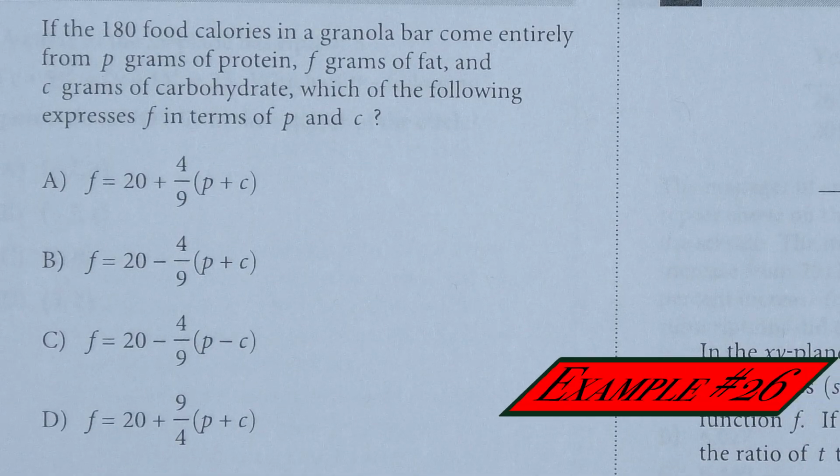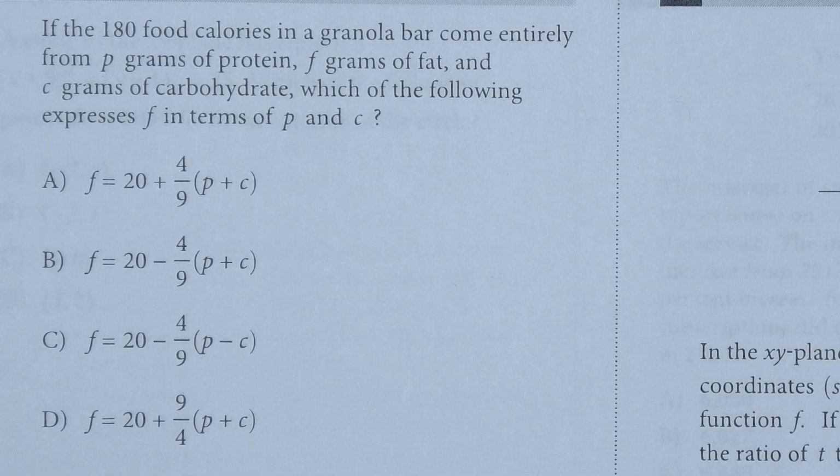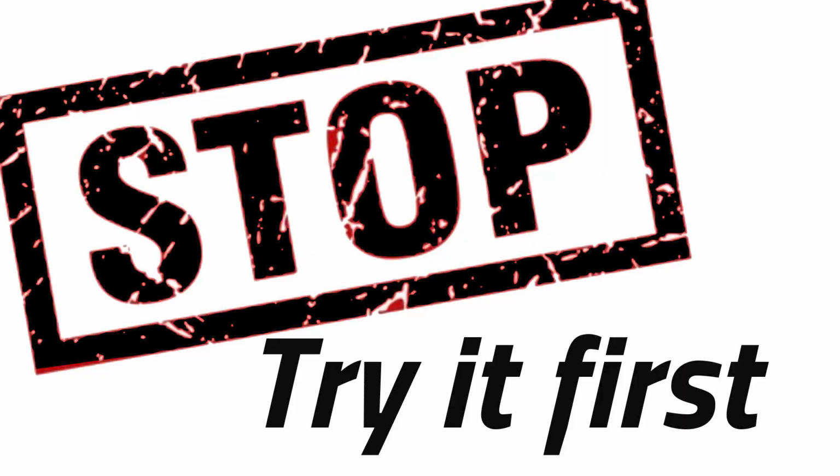If 180 food calories in a granola bar come entirely from p grams of protein, f grams of fat, and c grams of carbohydrates, which of the following expresses f in terms of p and c?